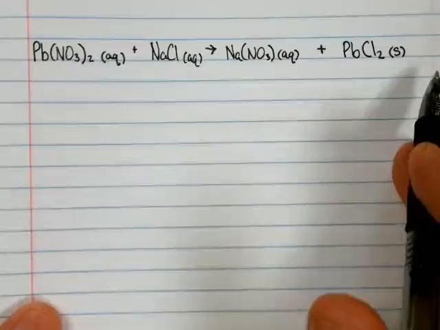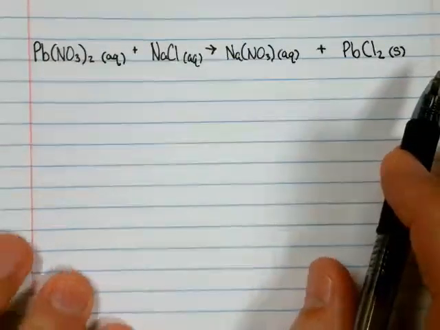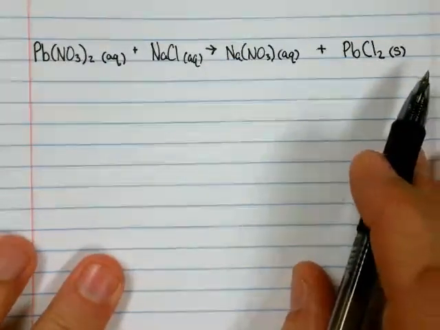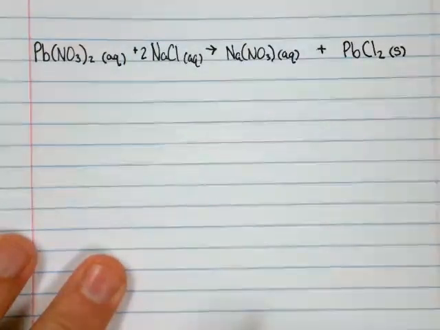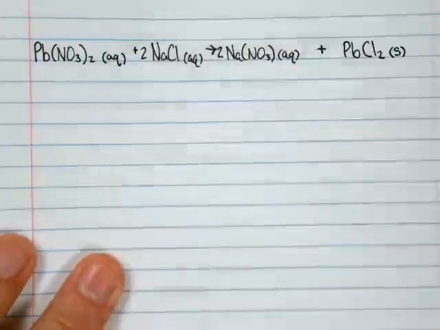Is this balanced? No. Two in front of the sodium chloride, NaCl, and the 2 in front of the sodium nitrate. Is it balanced?